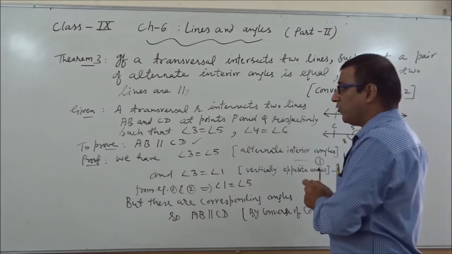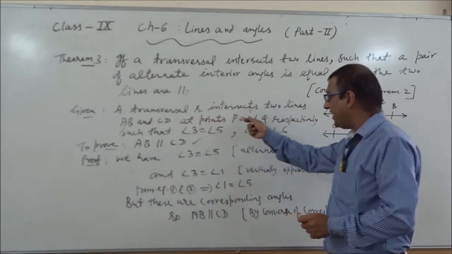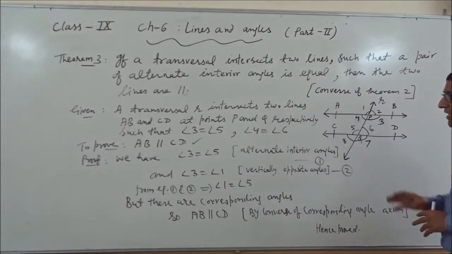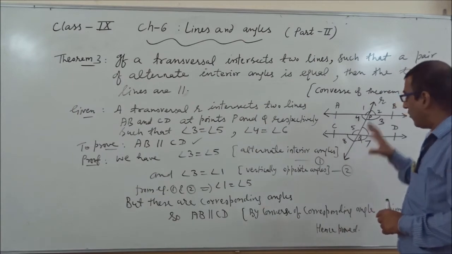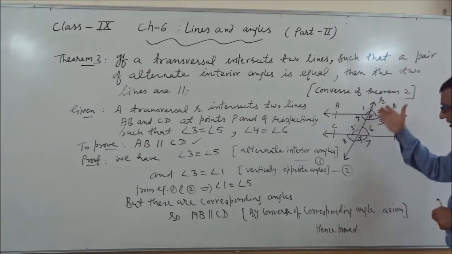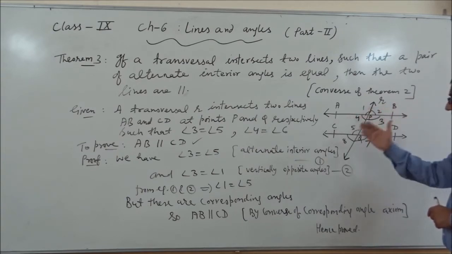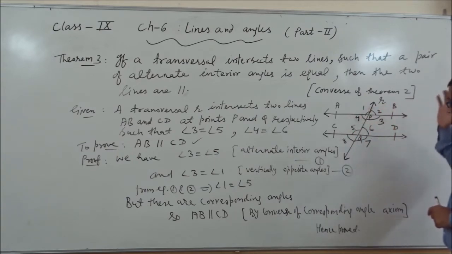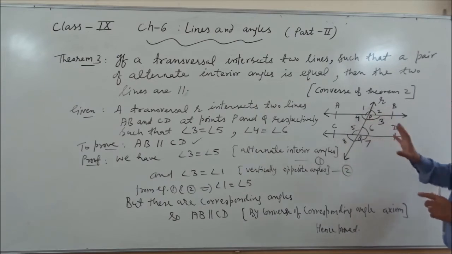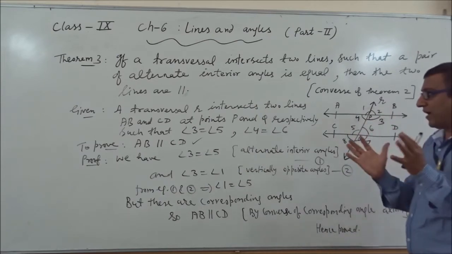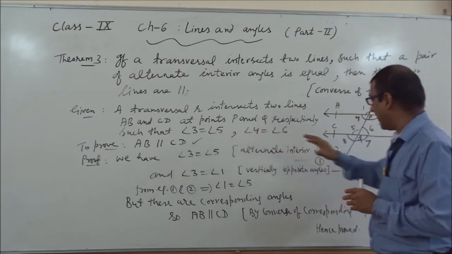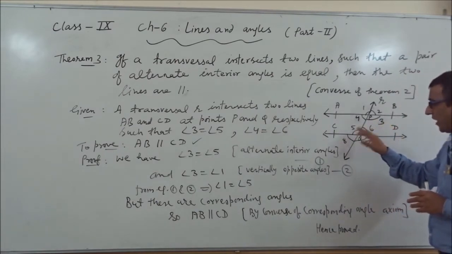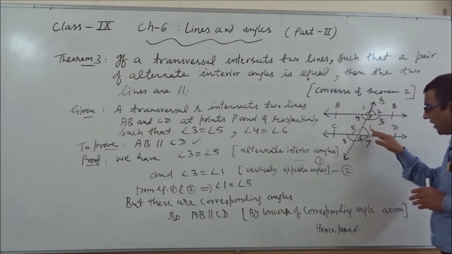What is given to us is that a transversal r intersects two lines AB and CD at points P and Q respectively. If you see in this diagram, this is the transversal line, indicated by small r, and AB and CD are the two lines. This time we have to prove that line AB is parallel to line CD if these two pairs of angles are equal. That is, alternate interior angles: angle 3 is equal to angle 5 and angle 4 is equal to angle 6.